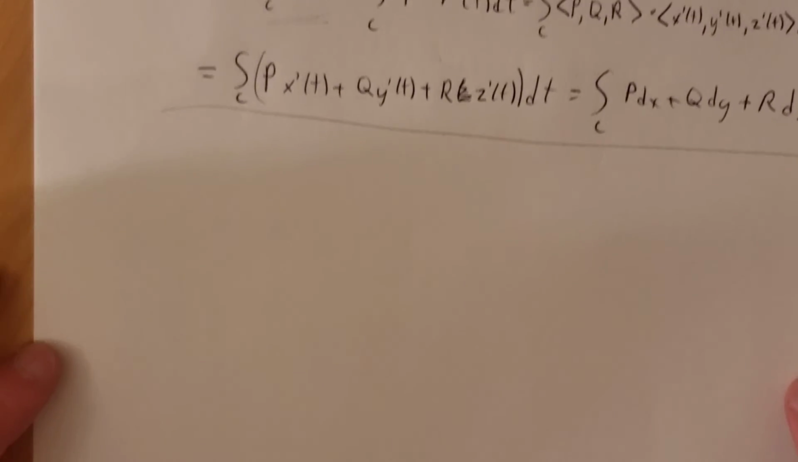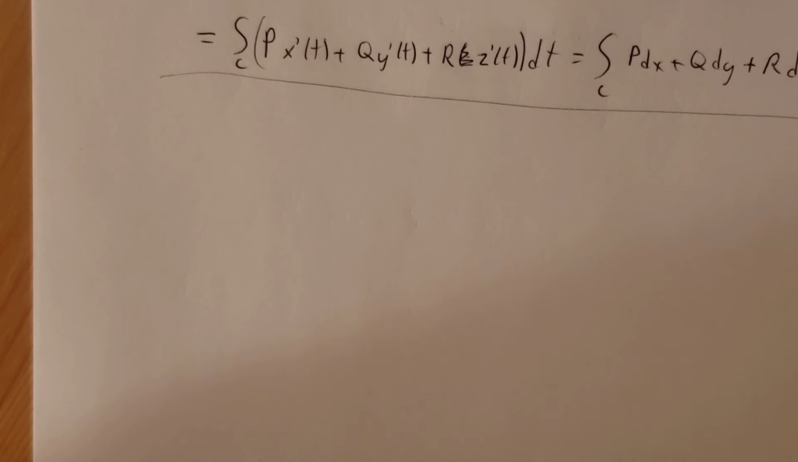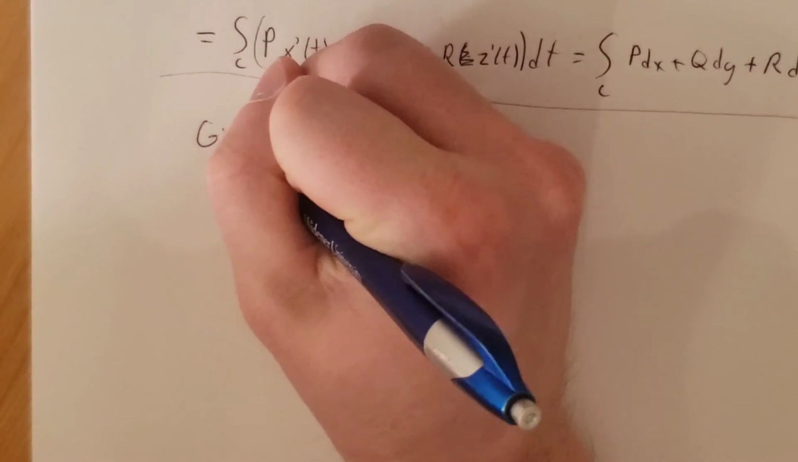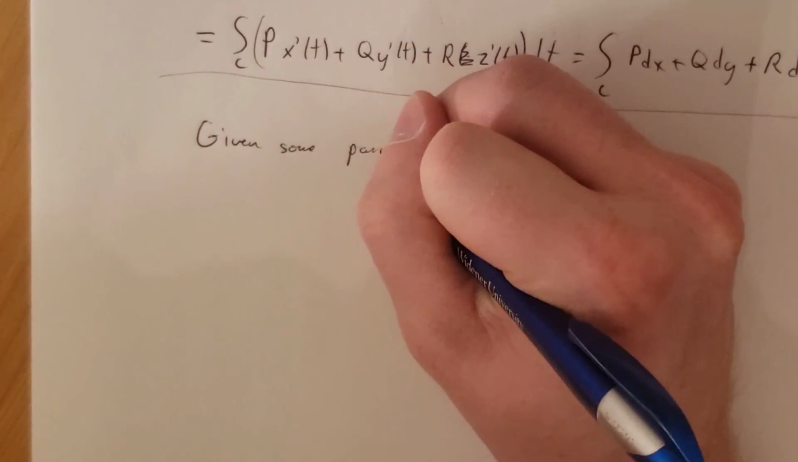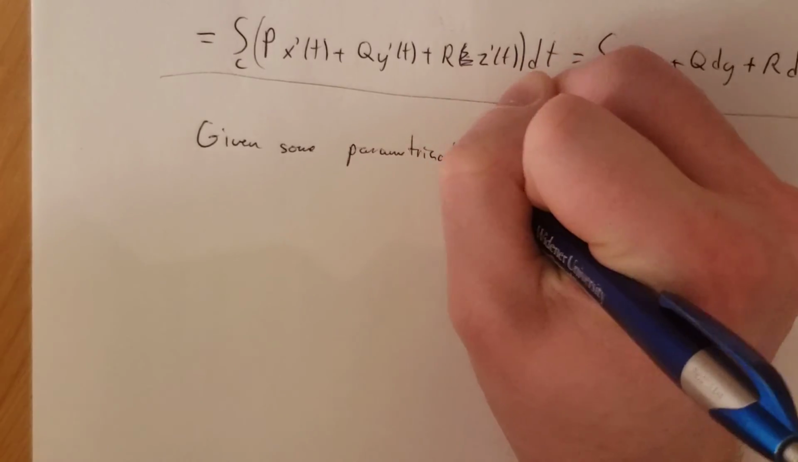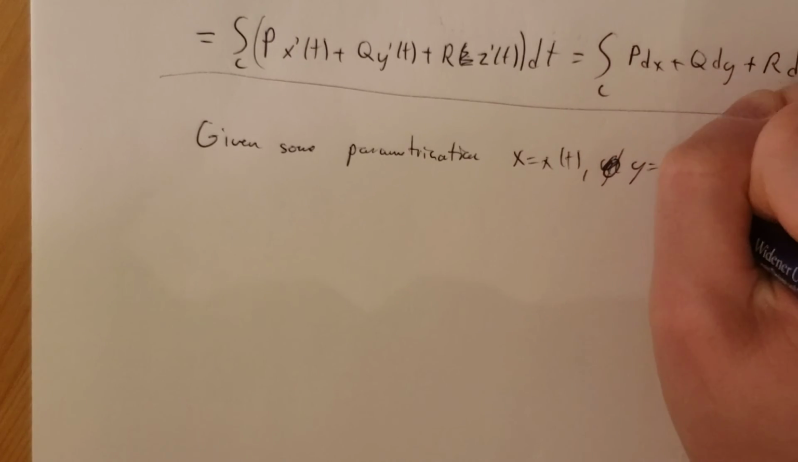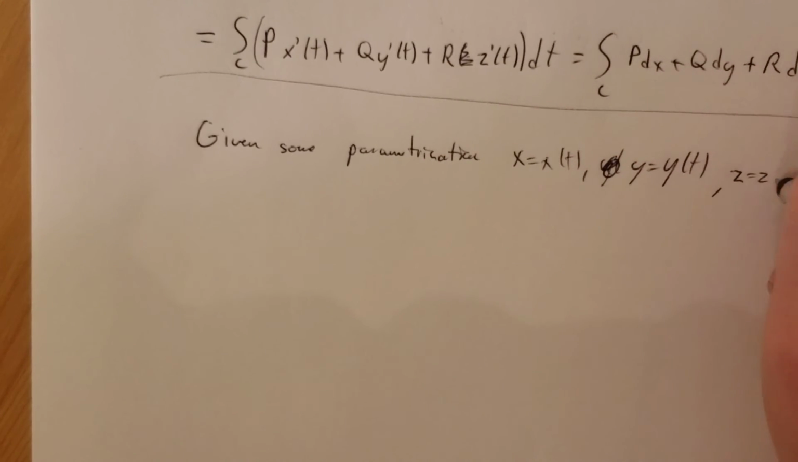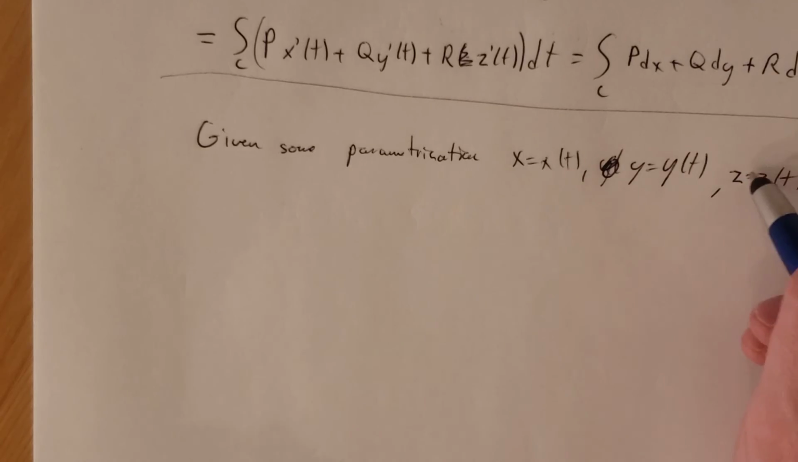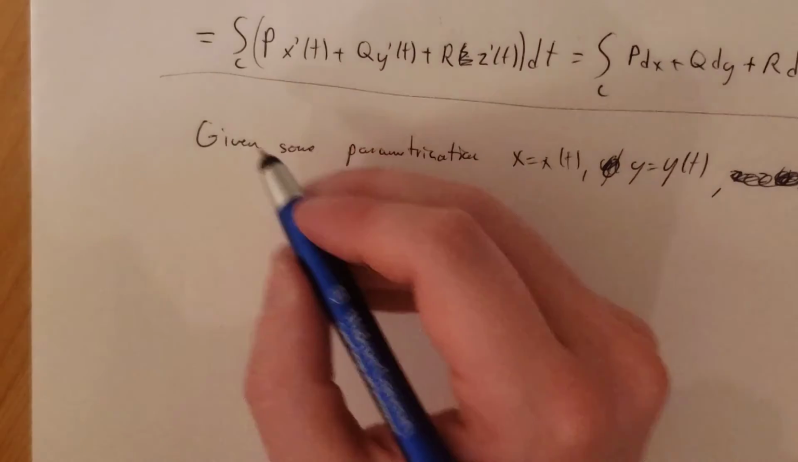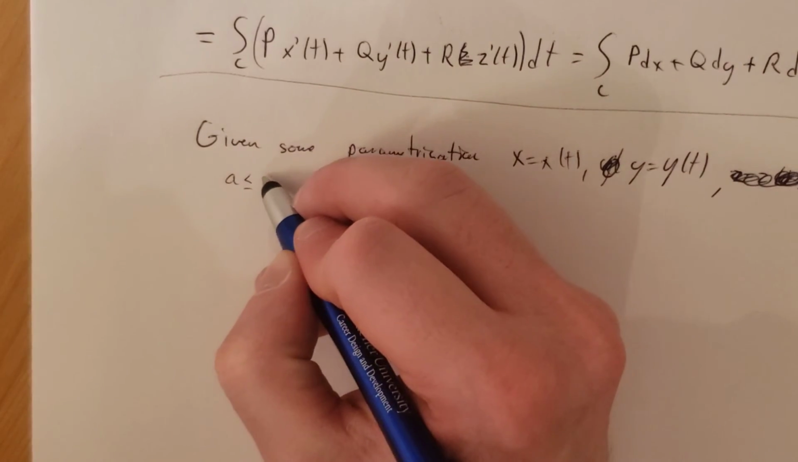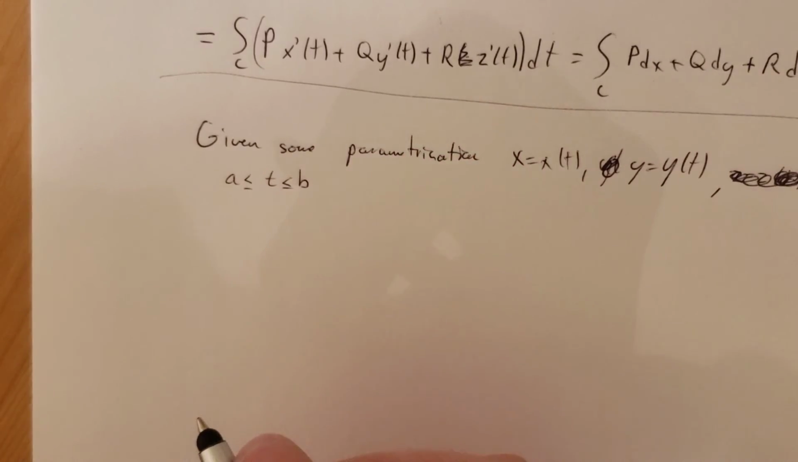Let's go ahead and say one last thing in this video. Given some parametrization, x equal to x of t, y is equal to y of t, and z is equal to z of t, so x, y, and z are just written in terms of t. Oops, sorry, I'm actually going to do this with a planar curve, so let's ignore z there. And we can write this over some interval a to b. So t ranges from a to b.